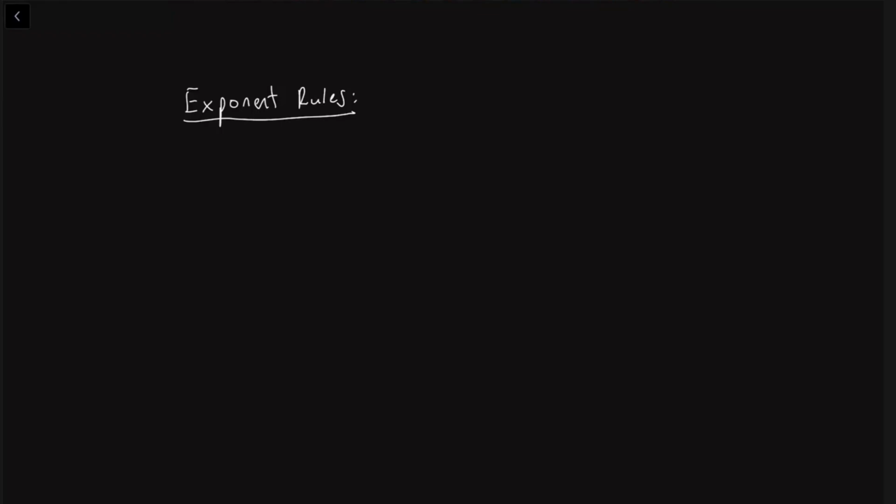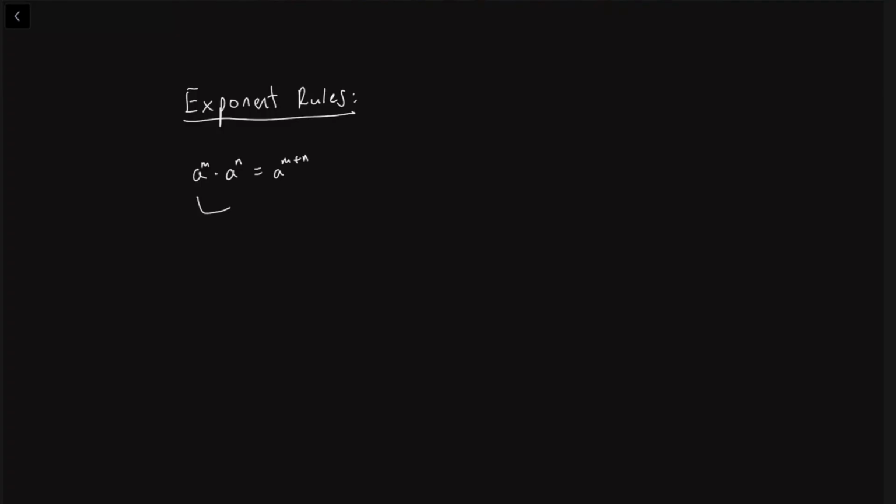Hello, so today we're going to be looking at some exponent rules. First one we want to look at is if we have a to some other number m times a to another random number n. This is equal to a to the m plus n.